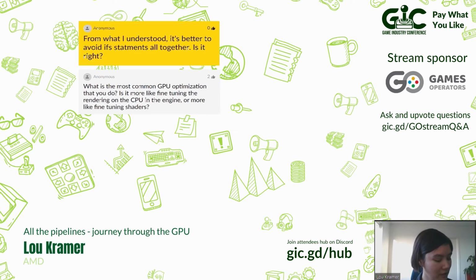Okay, next question. What is the most common GPU optimization that you do? Is it more like fine-tuning the rendering on the CPU in the engine, or more like fine-tuning shaders?